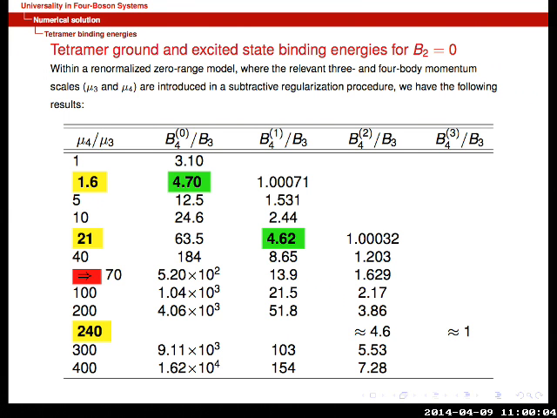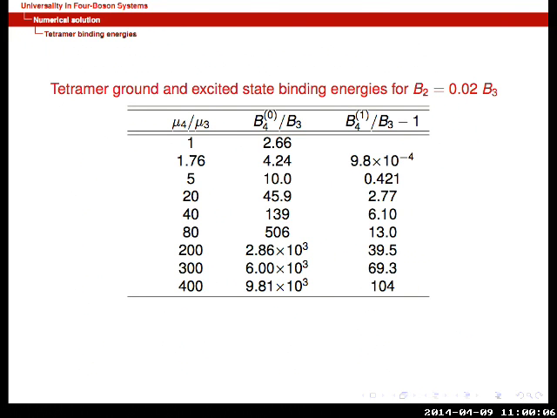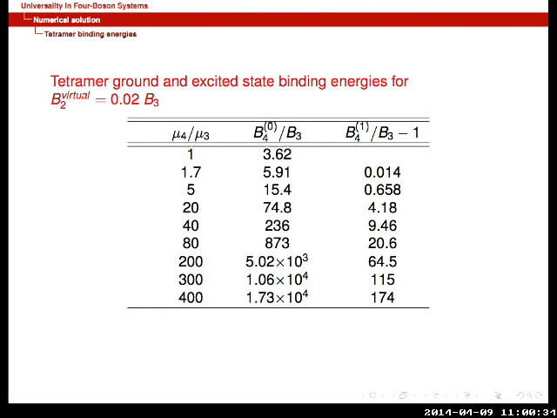So in the next table, I have the result for the tetramer ground and excited state binding energy for positive scattering lengths, while the first table is for exactly the unitary limit. So the question is how the result behaves when we approach this unitary limit from positive scattering lengths, and also it can be done from negative scattering lengths. We see that here the binding energy ratio is decreasing, and for the virtual side, or negative scattering length, this binding energy ratio increases.